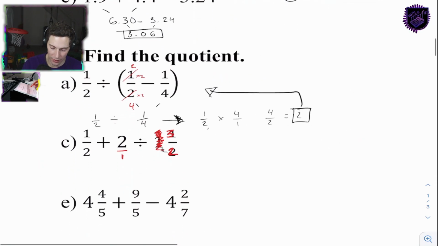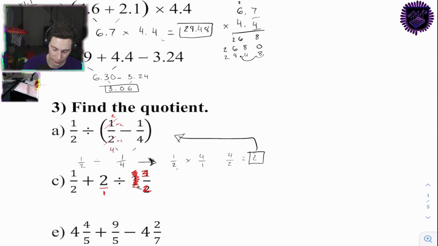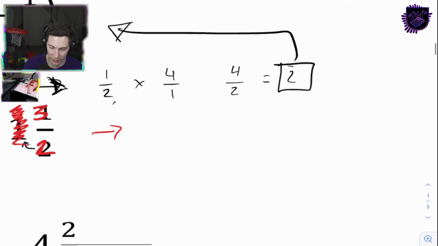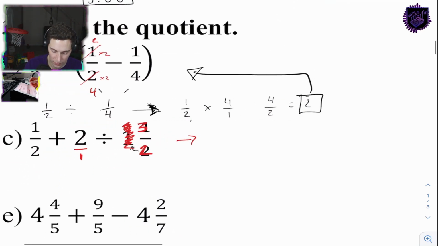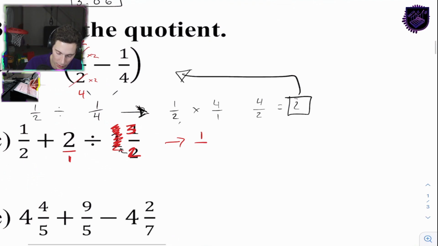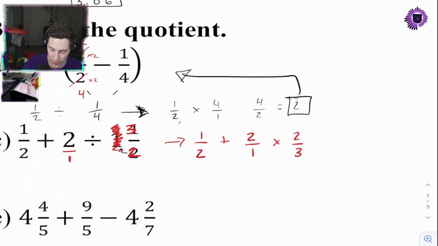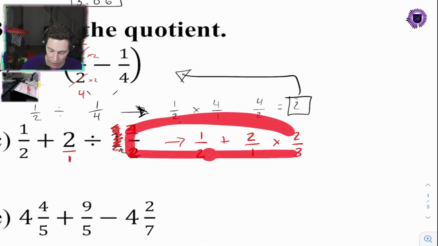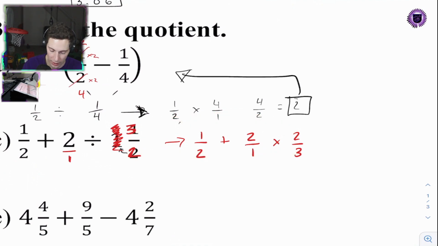So let's rewrite this whole sentence here. 1 over 2 plus 2 over 1 times 2 over 3. Now, if you notice, what I've done here is I did my keep flip change here. I kept, right? I flipped, and then I changed right here.